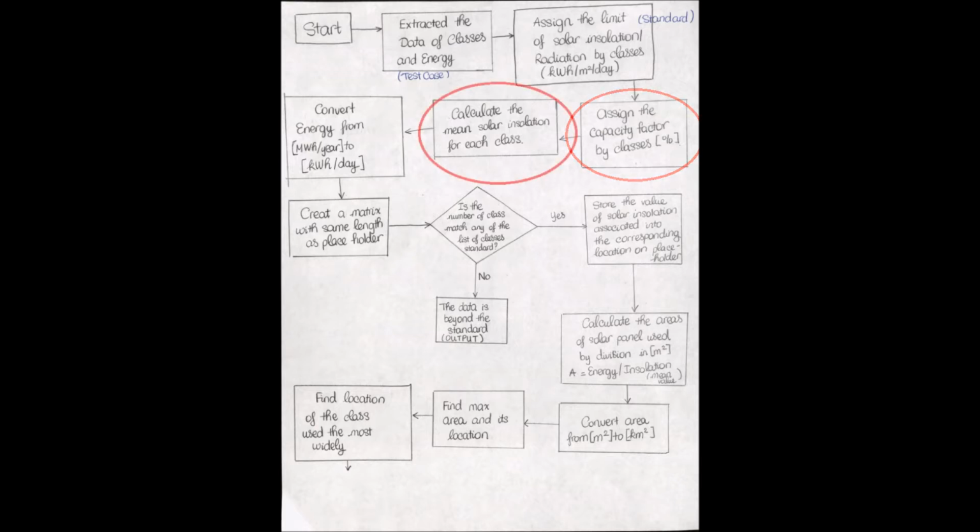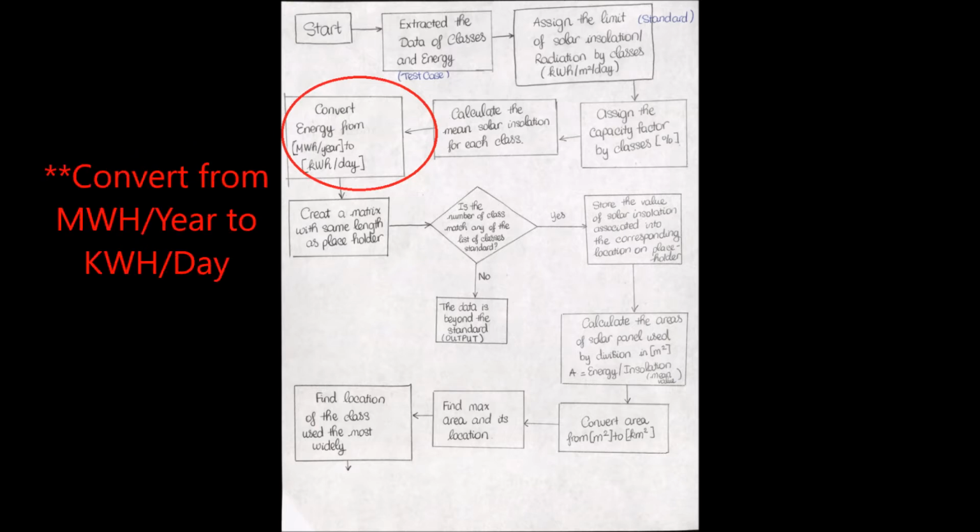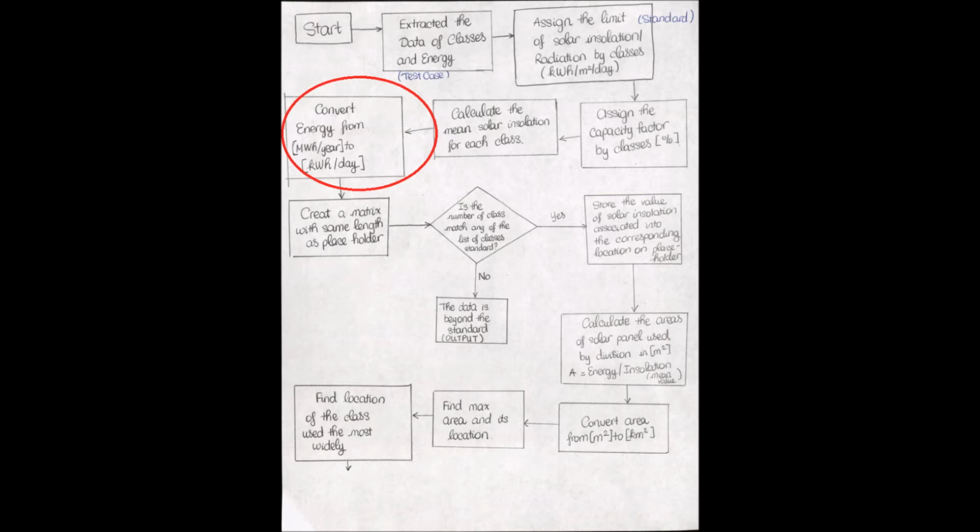Next, you calculate the mean of the solar insolation for each class. Say class 1 has solar insolation from 3 to 3.5. We really don't need that range, we just need the average so we can work with the means. So you just calculate the means for each solar insolation and you'll be good. Next, you have to convert the energy from megawatt hour per year to kilowatt hour per year so it can be consistent with the rest of the data we're going to input later.